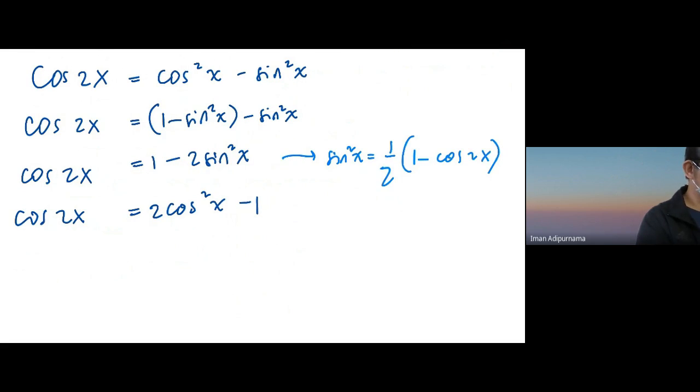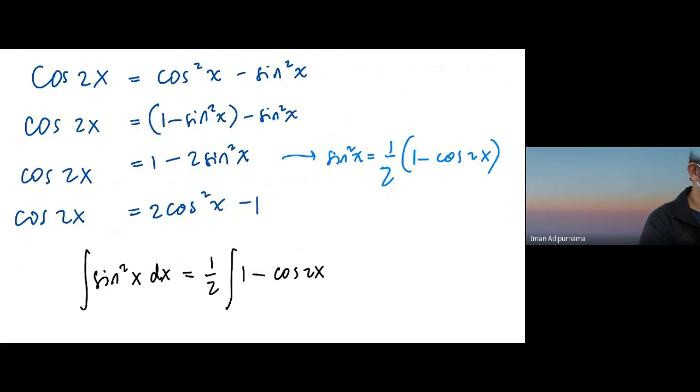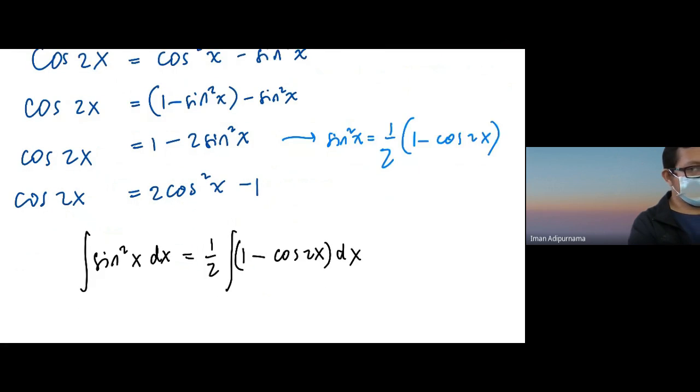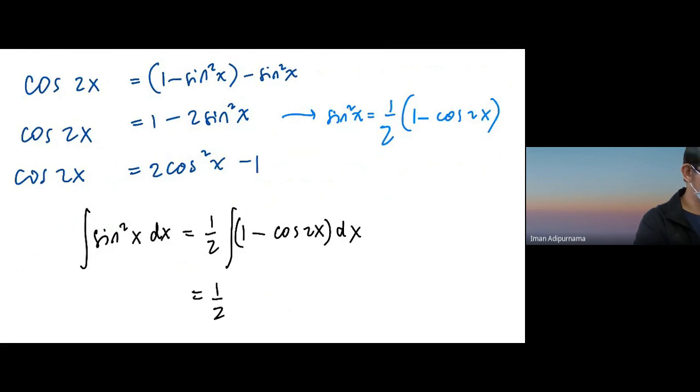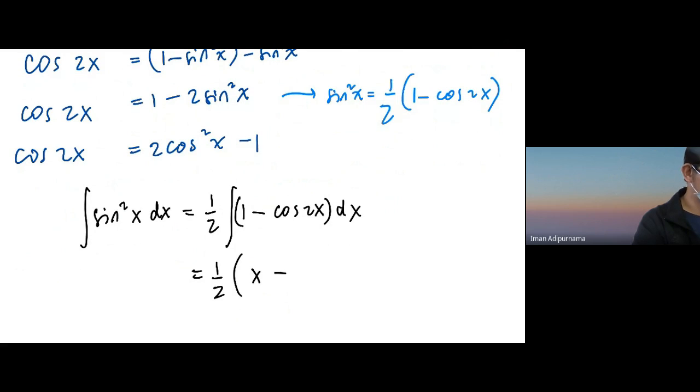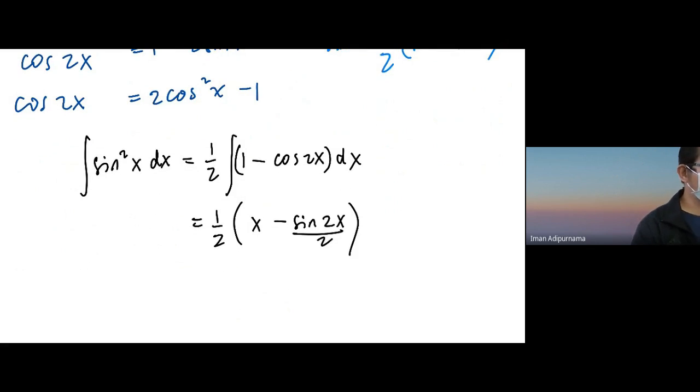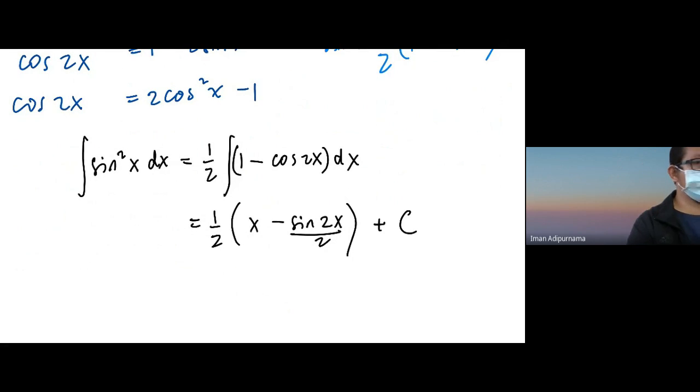So our integral of sine squared x dx is half the integral of 1 minus cos 2x dx. And we can integrate easily. This becomes x minus sine 2x over 2, and plus c. Don't forget the plus c.